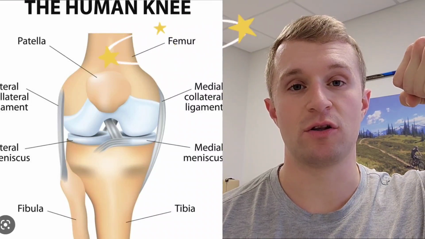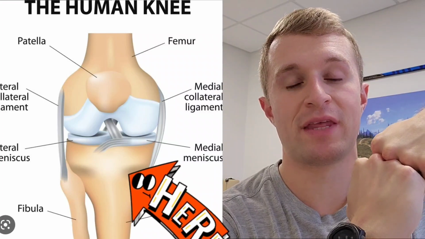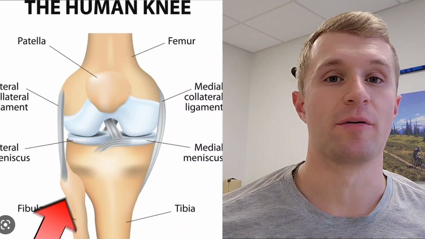To begin with, the knee is composed of three different bones. You have your femur bone, which is your long bone in the mid-thigh that sits on top of your tibia, your shin bone. Beside your tibia, you have your fibula, which is the lateral little bone. These three bones make up your knee joint.